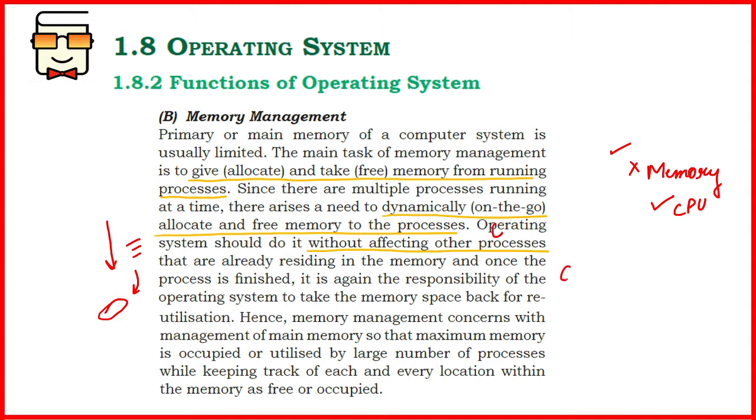So it might happen that there are different CPU cores. We have studied about CPU cores. So multiple CPU cores are present and multiple tasks are being performed, and each of these tasks is present in the memory. Okay, now there should not be any overlap or overwriting of contents in the memory. Okay, so everything must be taken care of by the operating system.